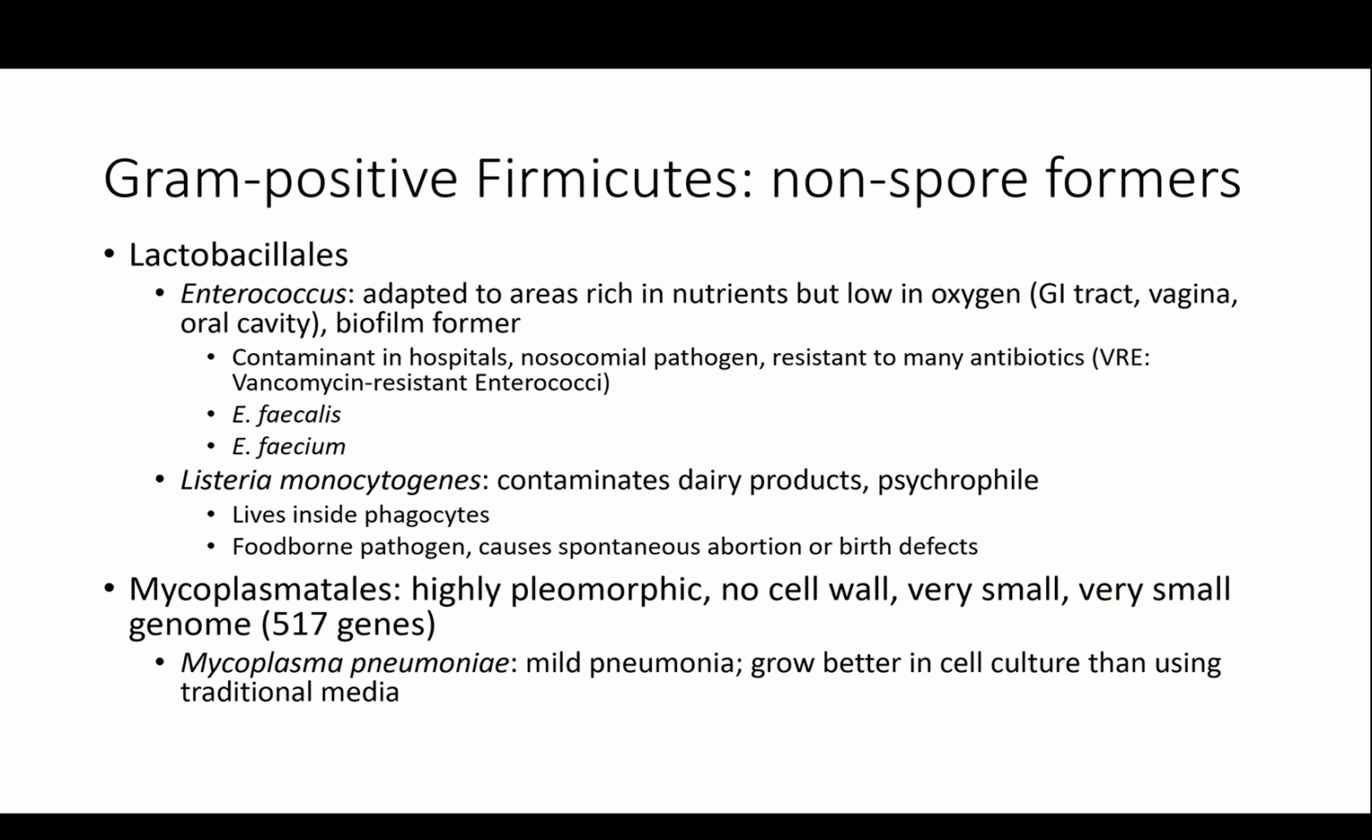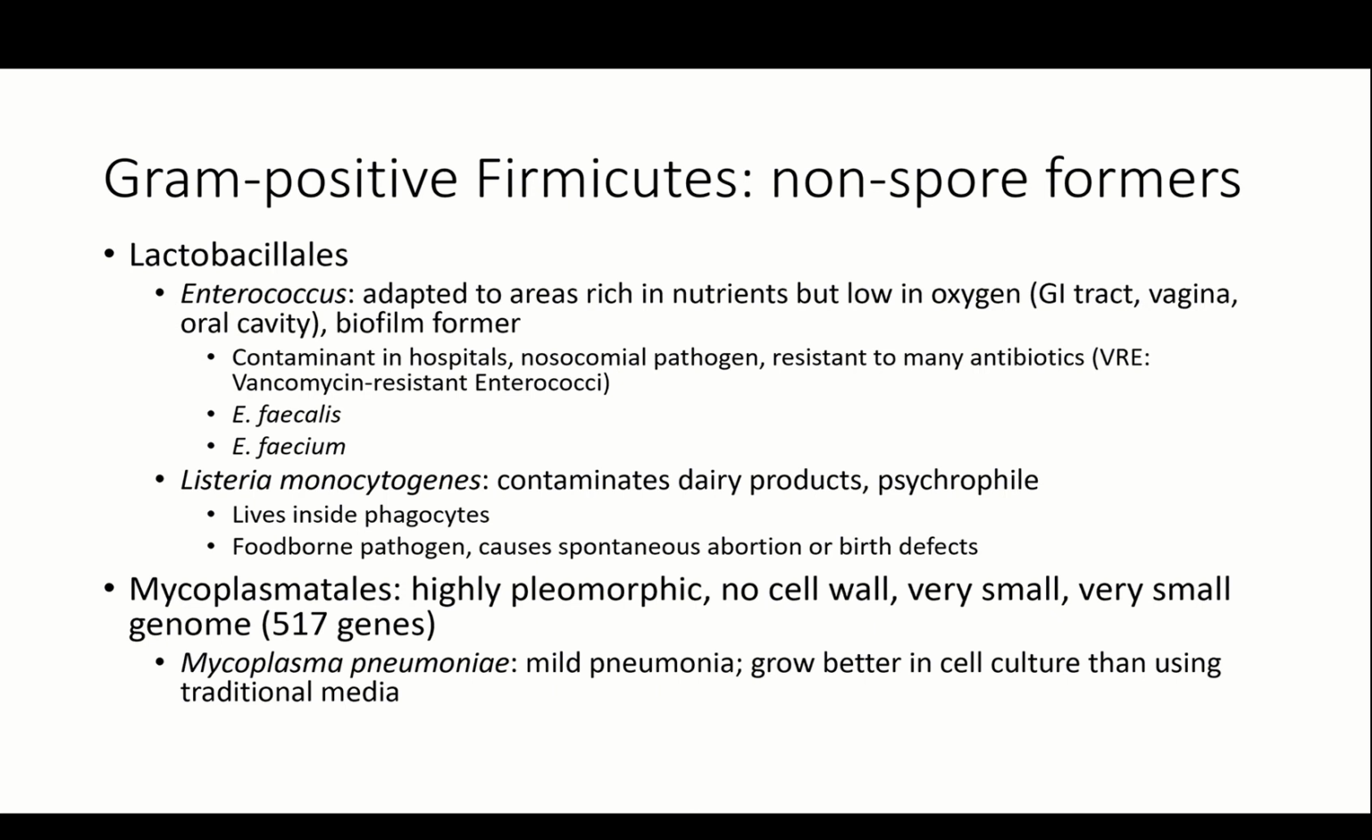So organisms that fall within the enterococcus include Enterococcus faecalis, which we do work with across the hall, and Enterococcus faecium. So the name sort of makes you think of feces, and that helps to remind you where they can be found. Another organism within this group is the Listeria monocytogenes, which is known to be a psychrophile. It can do fine in refrigerator temperatures, and so it's known to contaminate dairy products.